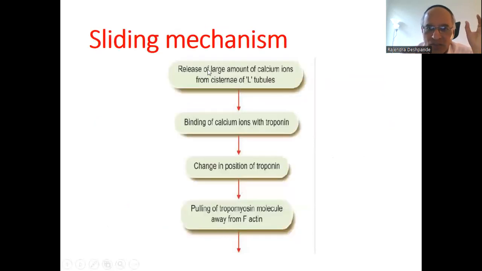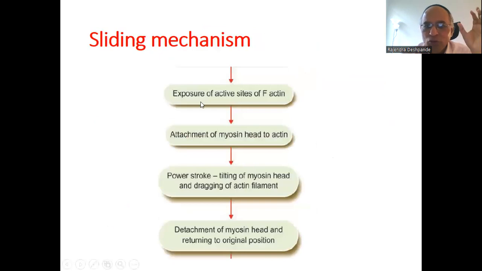Sliding mechanism. Release of a large amount of calcium ions from cisternae of L tubules. Binding of calcium ions with troponin. Change in the position of troponin. Pulling of tropomyosin molecule away from the F-actin. Exposure of active sites of F-actin. Attachment of myosin head to the actin. Power stroke, as I have shown you, power stroke. Tilting of the myosin head and the dragging of actin filament.